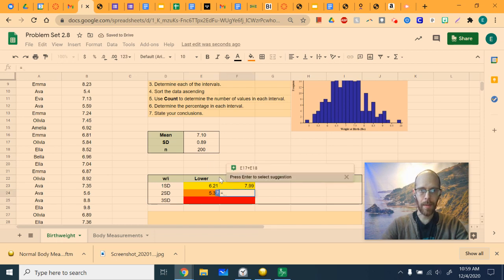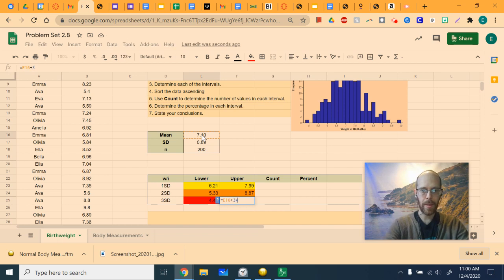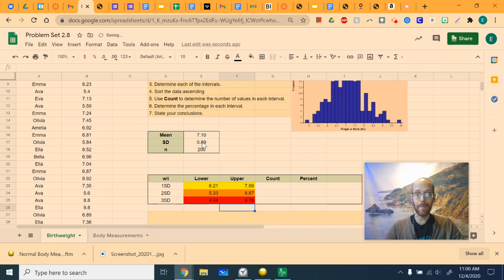And then the mean plus 2 standard deviations above. Finally, we're going to do the mean and 3 standard deviations below the mean and 3 standard deviations above. Okay. So those are going to be our boundaries for 1, 2, and 3 standard deviations. Let's get the counts that go in each one of these.